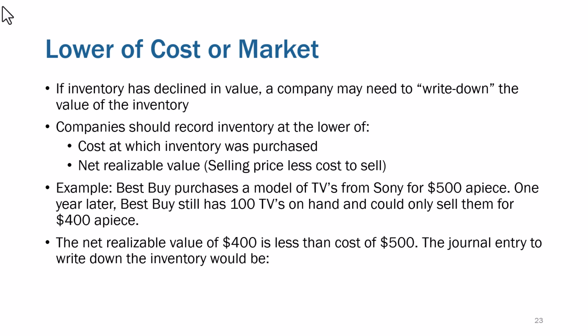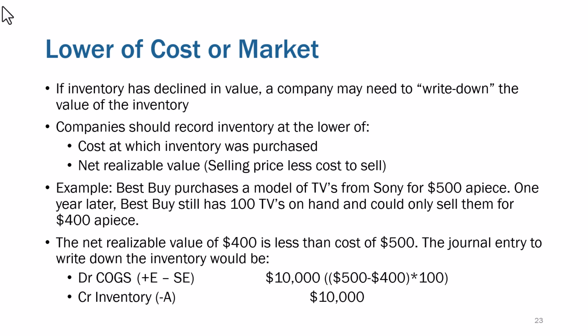What this means is the net realizable value of $400 is less than what they paid of $500. So they paid $500 for something that they really could only sell for $400 right now. So that $100 decrease on the 100 TVs that they have left on hand needs to be taken immediately as a reduction to cost of goods sold and a reduction to inventory. So that's debit COGS, credit inventory, each for 10 grand.